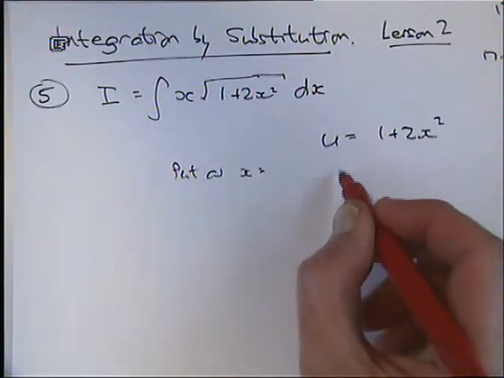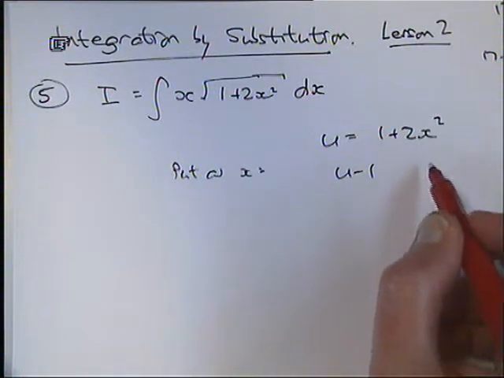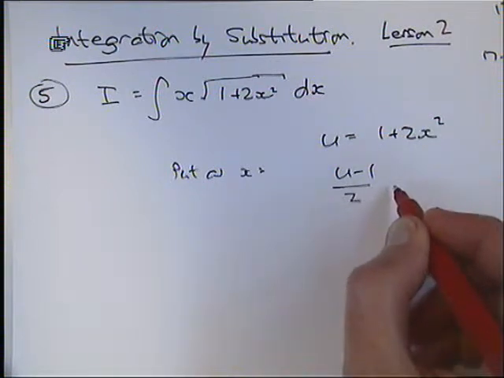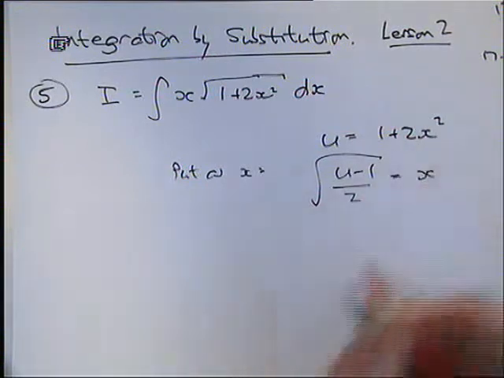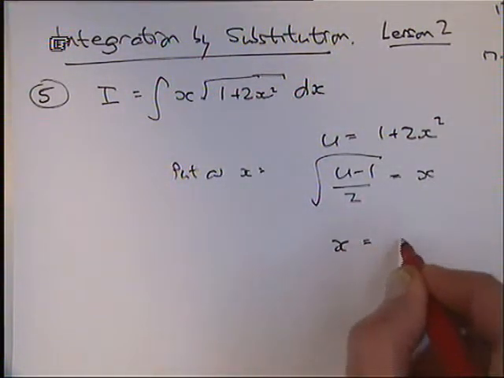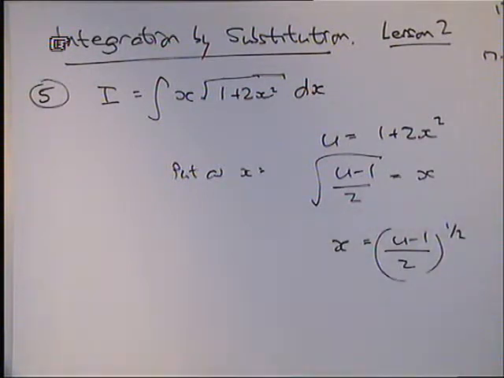So over here, if I take 1 away from both sides, that will give me 2x squared. So if I divide that by 2, that will give me x squared. So if I square root that, that will give me x. And it might be more useful to write that down in index form.